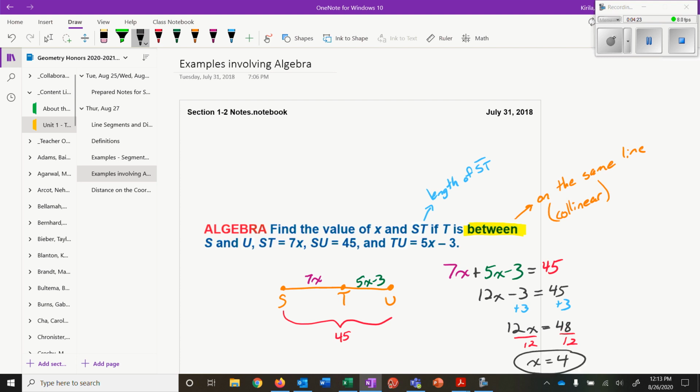But now I have to check, is that all I was asked for? So looking here, I found the value of x. Okay, that's good. Oh, I need to also find the length of ST. Well, in my picture, I can see the length of ST is 7 times whatever x is. So I take the 7, and I found x was 4. So the length of ST is 28.